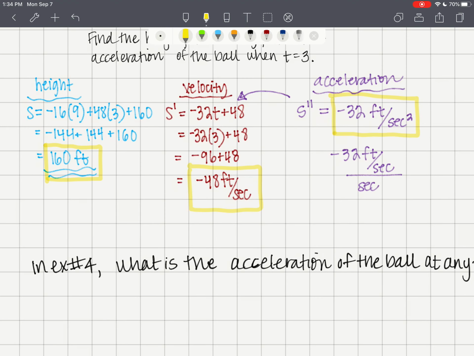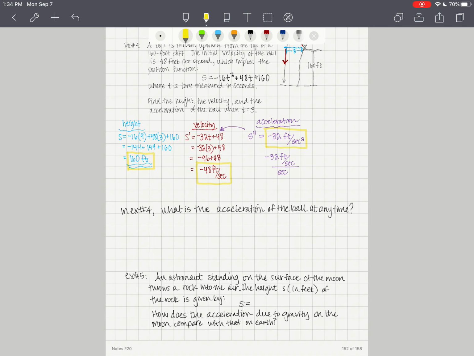Now, will the acceleration always be negative 32 feet per second squared? You bet your bottom dollar it is, because it's a constant. It's never going to change. So the rate of change of velocity is a constant, and the rate of change of velocity is acceleration, and acceleration is going to be a constant.